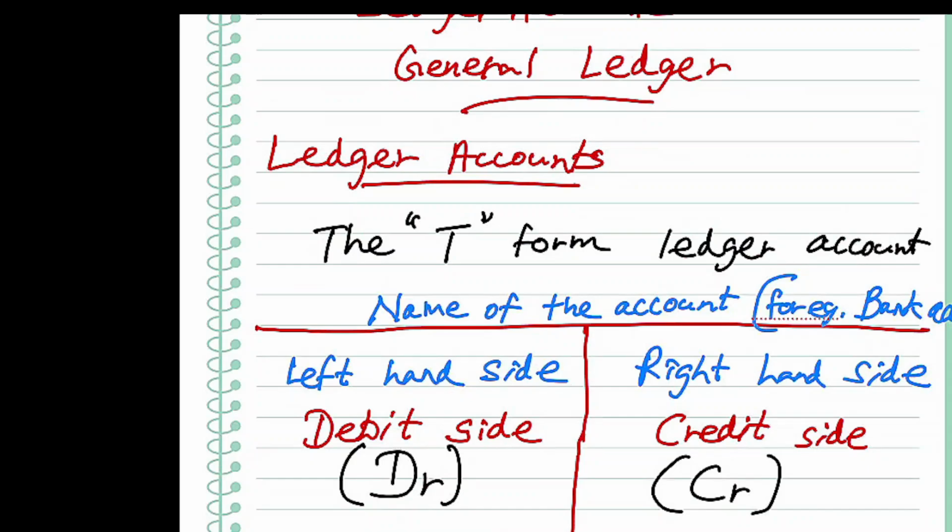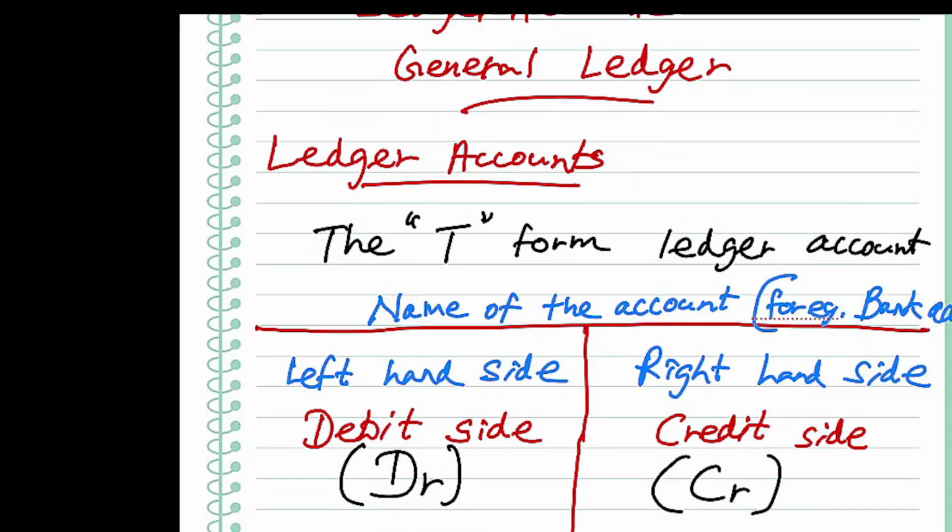Any questions? The second part is the general ledger. The general ledger is a collection of ledger accounts. What does that mean? It's where we maintain the double entry system. I'll explain what the double entry system is in 5 minutes. Before that, I told you that we have many ledger accounts.